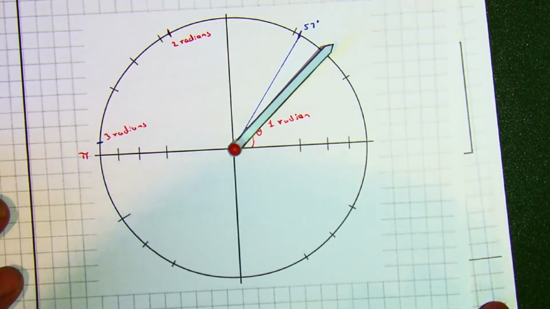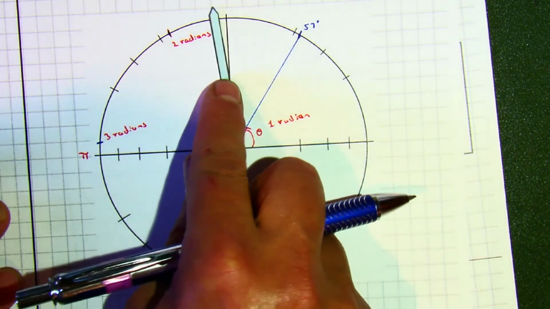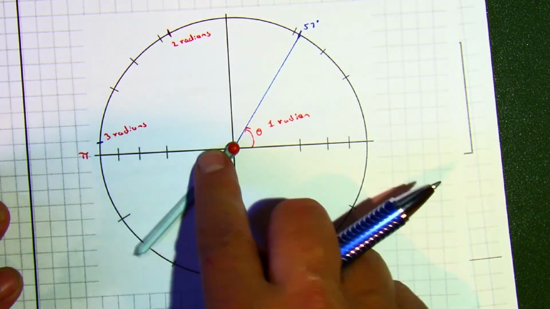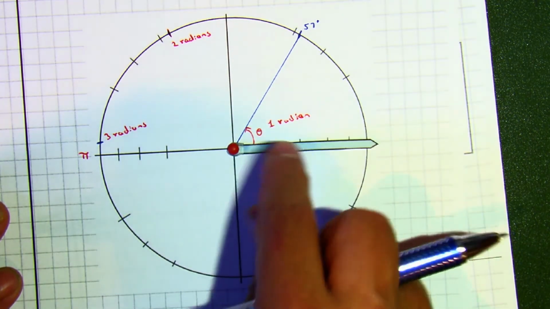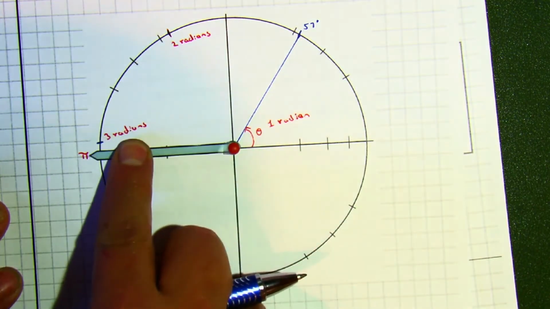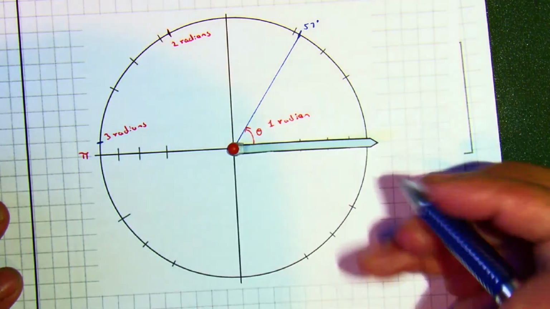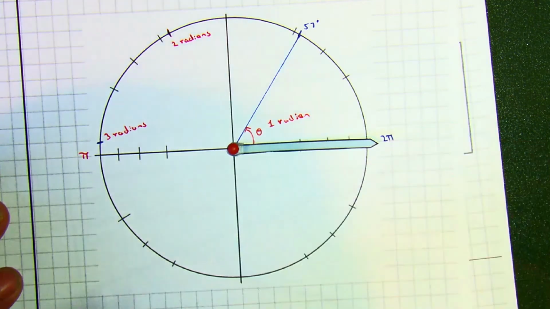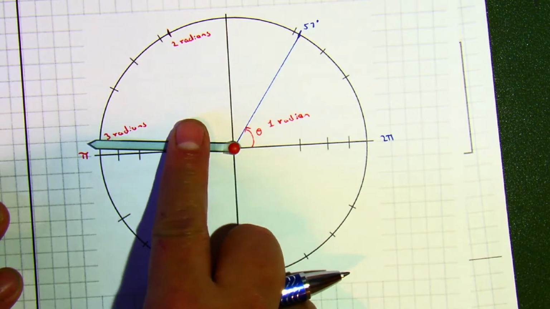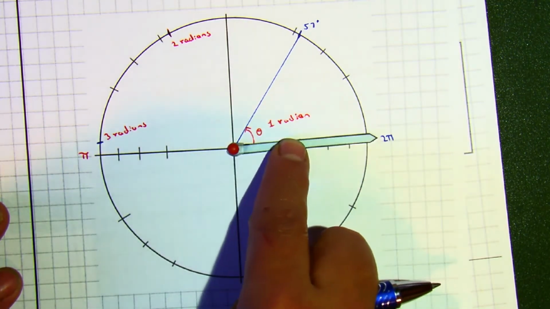Now, the way that you want to be able to think about your radians is, we know that halfway through is 3.14, which is pi, and all the way around will be 2 pi. Right? So it's 1 radian, 2 radians, 3 radians, 3.14, so it's pi. All the way around is another pi, so it's 2 pi.